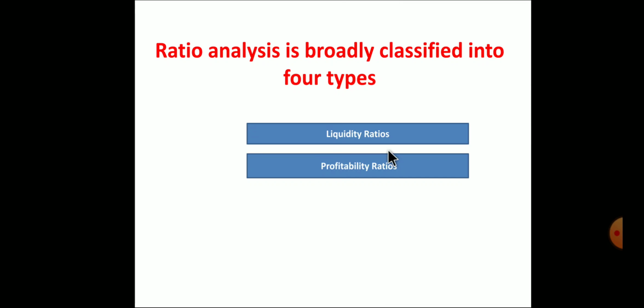Return on equity means this ratio measures profitability of equity funds invested in the company. It also measures how profitably owner's funds have been utilized to generate company revenue. Its formula is profit after tax divided by net worth. Next, earning per share. This ratio measures profitability from the point of view of the ordinary shareholder.